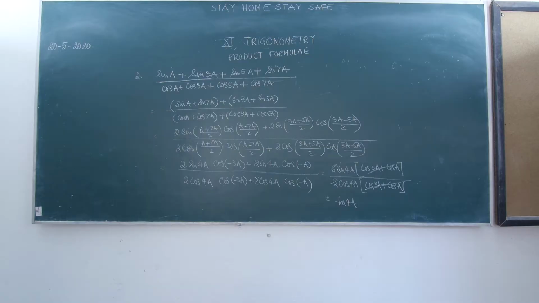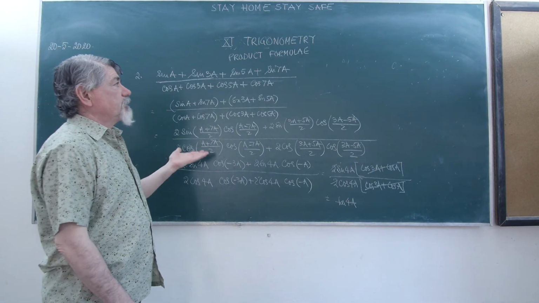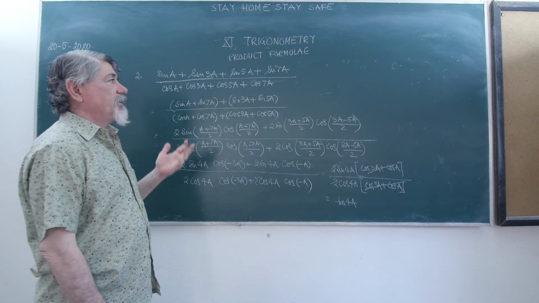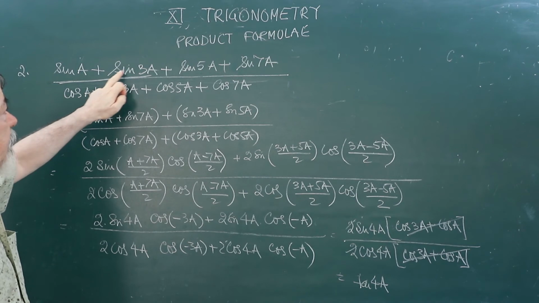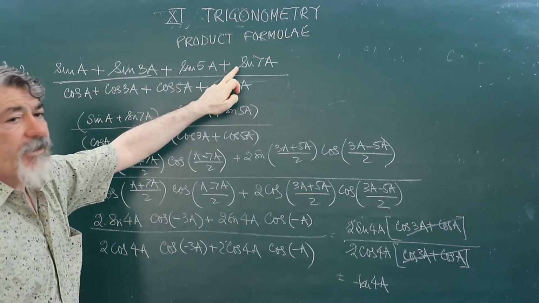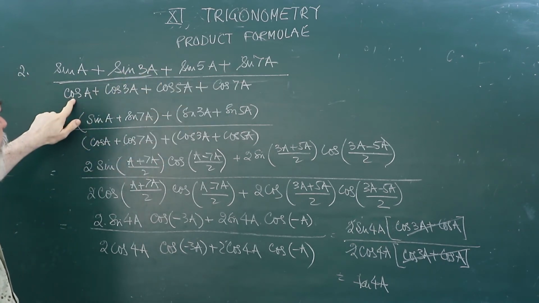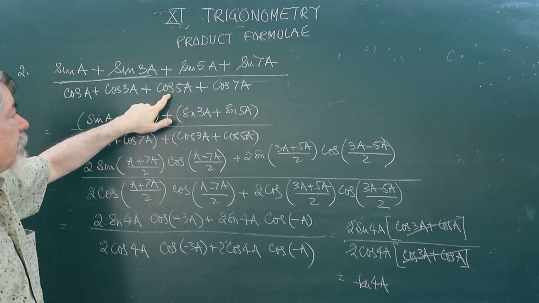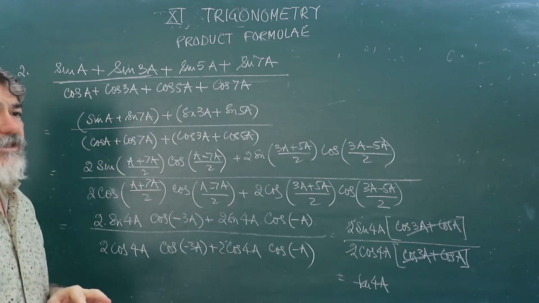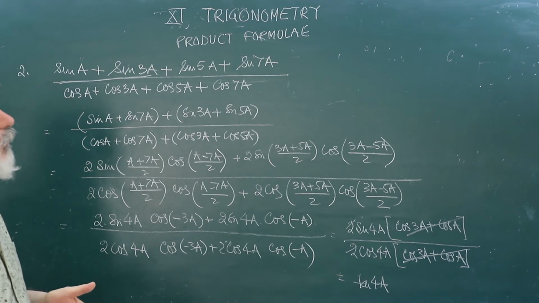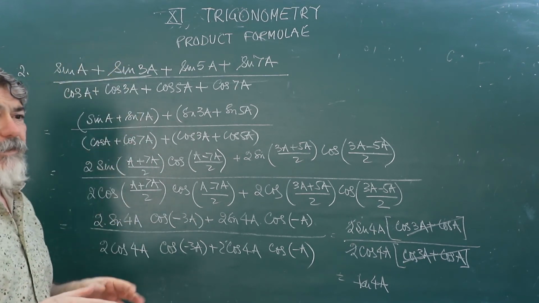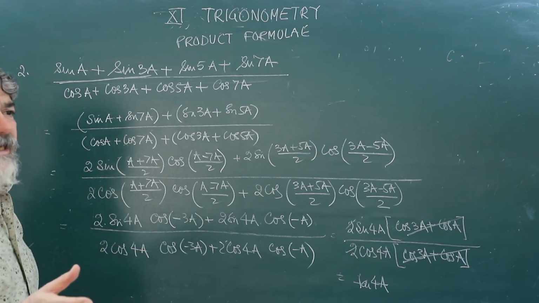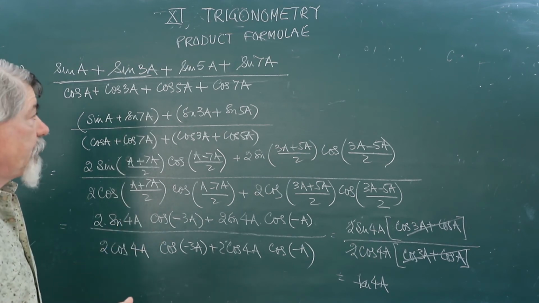This is the question. The second question, based on the formulas which we did, is on the basis of sin C plus sin D, cos C plus cos D. It is sin A plus sin 3A plus sin 5A plus sin 7A upon cos A plus cos 3A plus cos 5A plus cos 7A. Now the question is, how do we combine? I can see that we'll have to combine two terms at a time for applying sin C plus sin D.